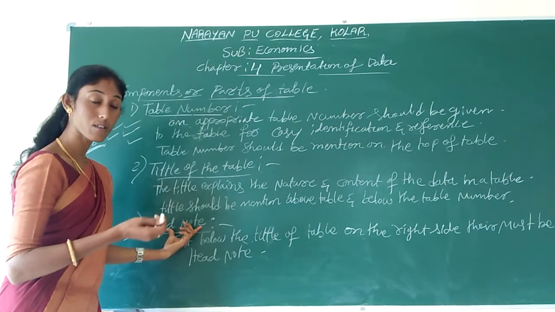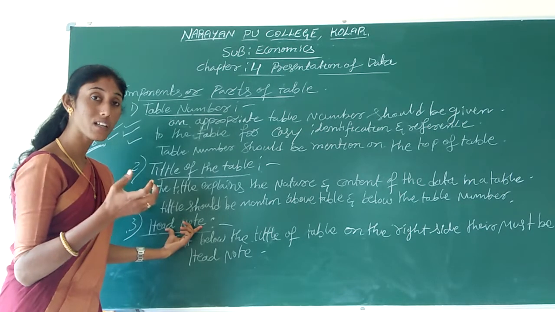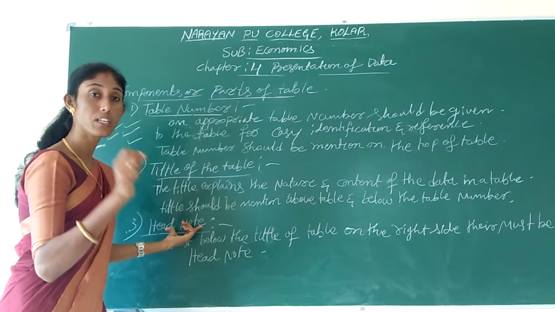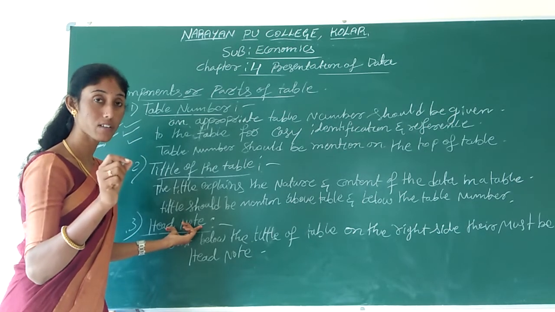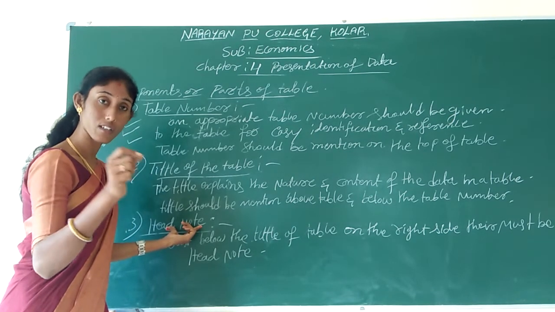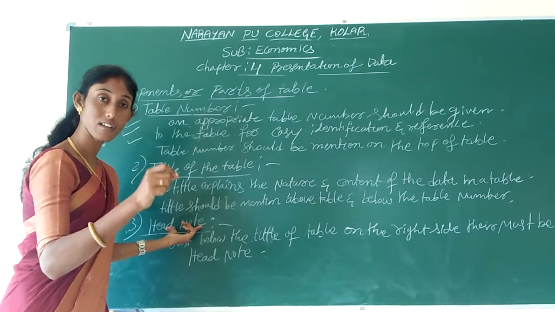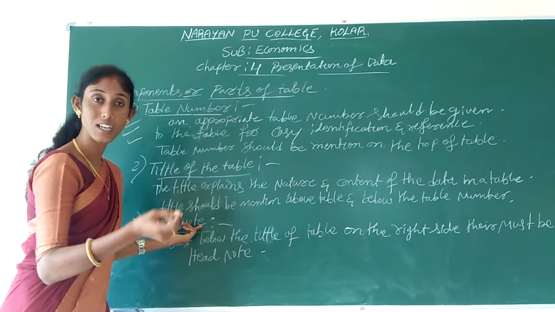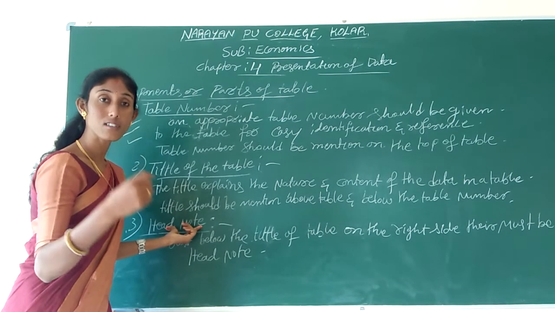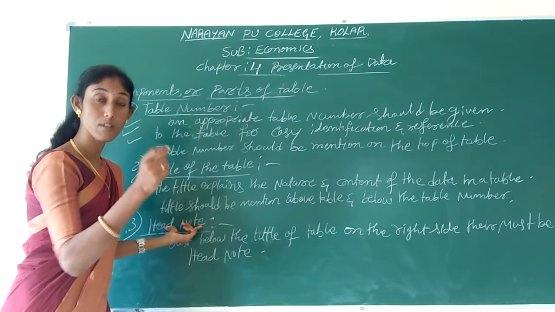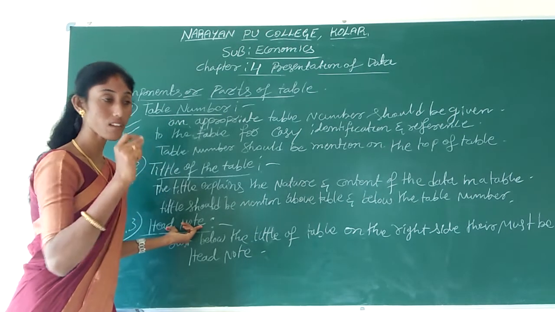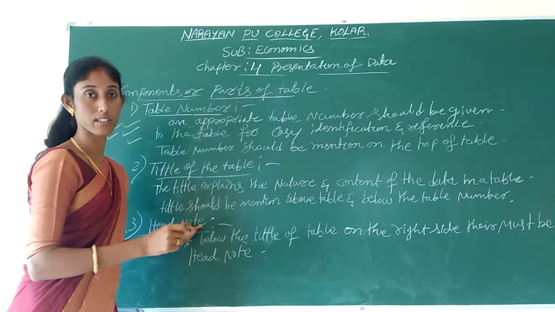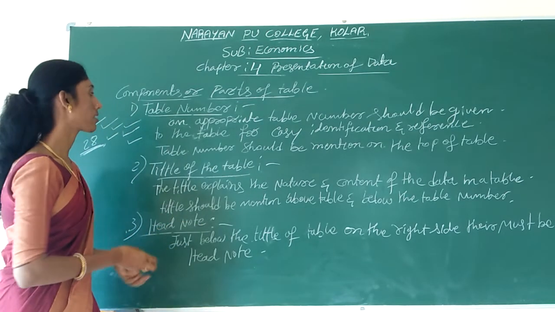The exact unit of the numerical terms we should mention in a headnote. It means any numerical values, whether lakhs or crores or hundreds or thousands, or, if relating to weight, whether kgs or grams or tons or quintals, must be mentioned on the right side of a table and below the title. Got it? These are the three parts.